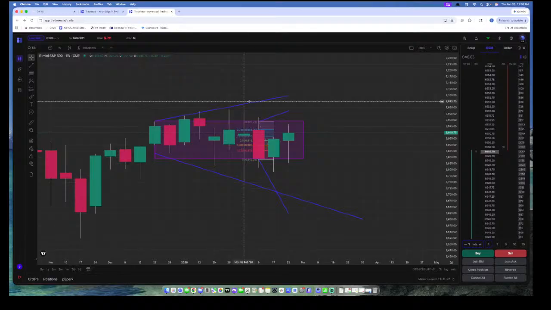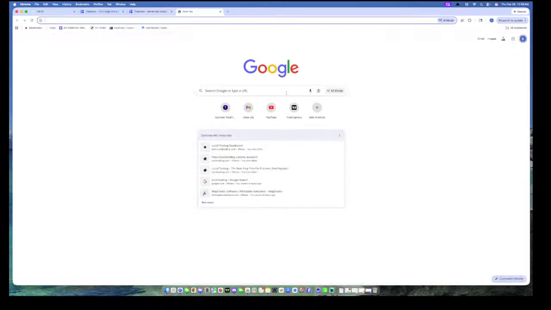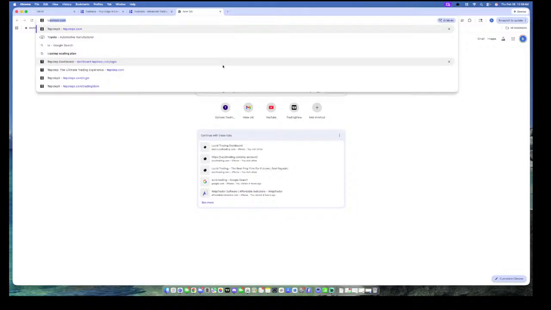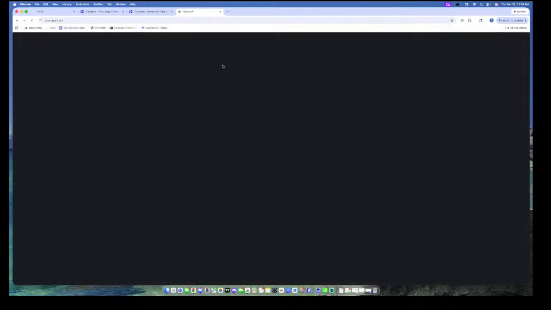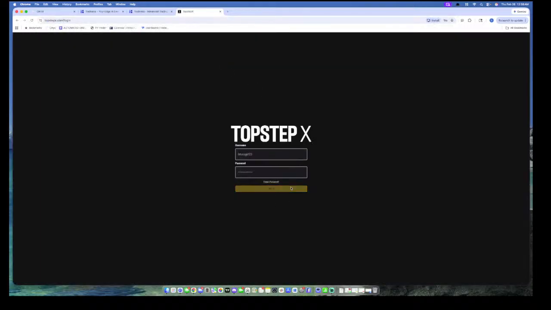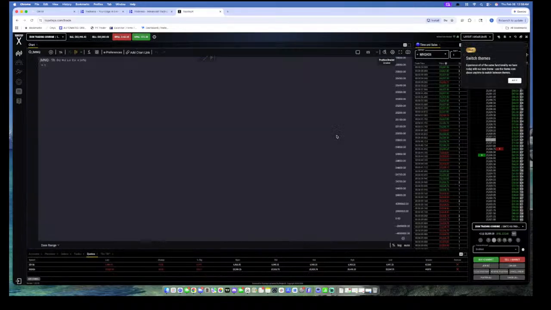I have an Apex 150K I'm working on and a 50K, and then I've got the Top Step I'm working on as well. I actually, oh my gosh, I actually went over the target on my Top Step the other day. So I got to get that consistency back.